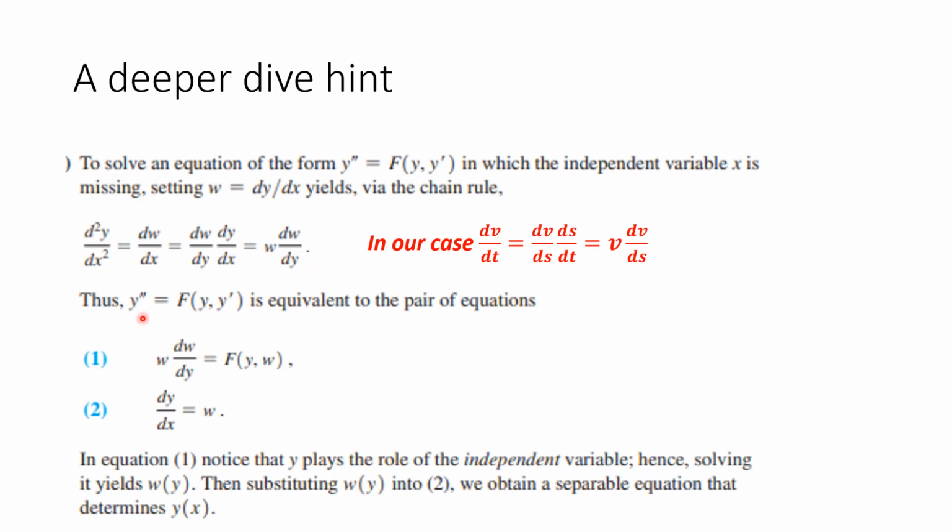So thus, our original differential equation is now equivalent to a pair of differential equations. And so what we can say is that instead of being y double prime, we can call that w dw dy equals f of y. And instead of writing dy dx here, we're putting w. And then the second equation is just the substitution that we made originally.